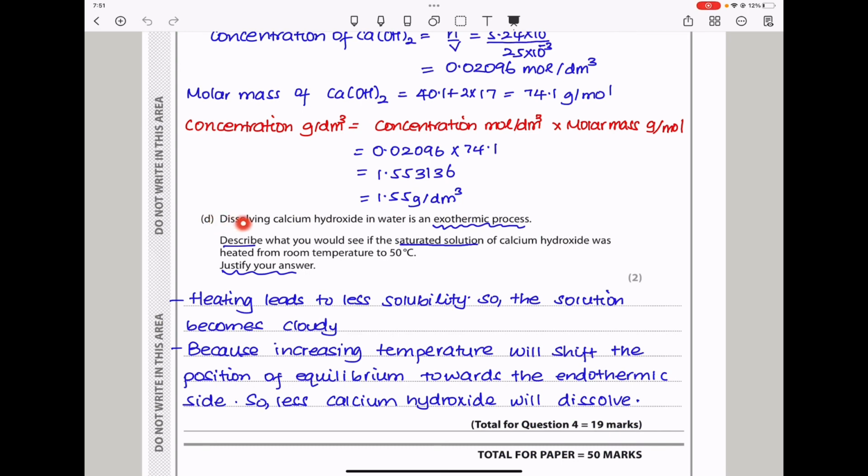In part D, they say dissolving calcium hydroxide in water is an exothermic process, meaning heat is going to be released. They say describe what you would see if a saturated solution of calcium hydroxide was heated from room temperature to 50 degrees. Heating an exothermic reaction may not be advantageous in this case because we have seen that this solution is exothermic, so heating will cause the precipitation of more calcium hydroxide. So I said heating leads to less solubility, so solution becomes cloudy because increasing temperature will shift the position of equilibrium towards the endothermic side, so less calcium hydroxide will dissolve.